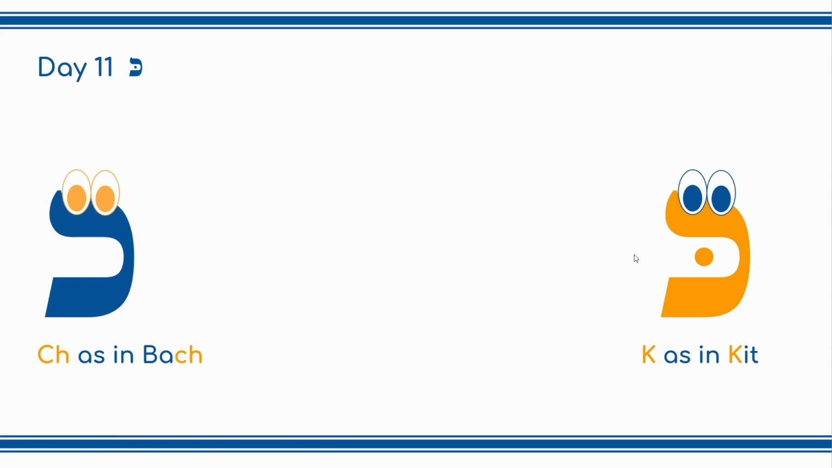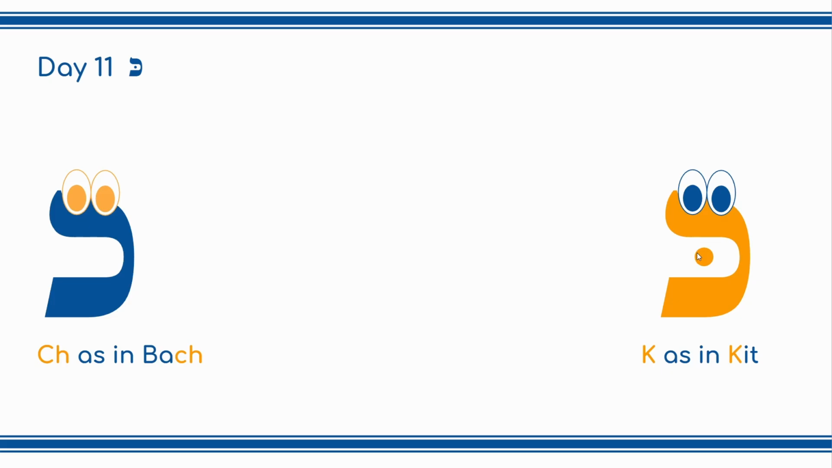You just have to learn that this one makes the K sound, and then this one makes the same sound as chet. It makes the ch sound. Now, the way you can tell these letters apart is, again, by this dot, just like the letter Bet. So the letter Bet has a dot in it as well, and that dot's called a dagesh. So Kaf also has a dagesh in it.